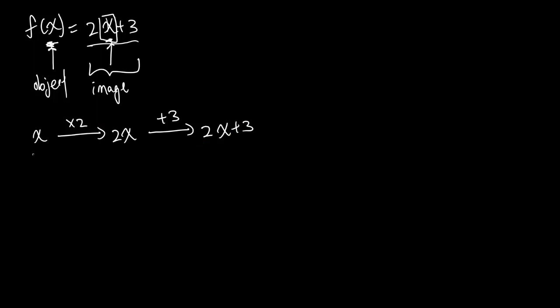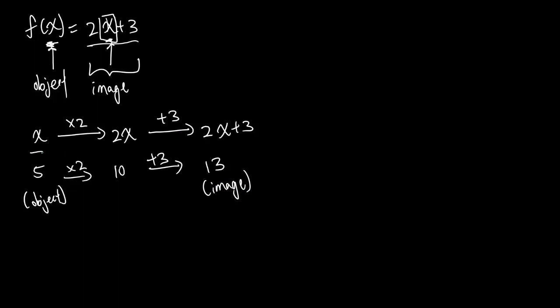So at first we will put in x, and then we will have all these calculations to make it into 2x plus 3. If I replace this x with a number, let's say 5, this 5 will be first multiplied by 2 to become 10. And then it will be added with 3 to become 13. So this 5 we call the object, and this 13 we call the image. Same goes for the x and the 2x plus 3. The x is the object and the 2x plus 3 is the image.